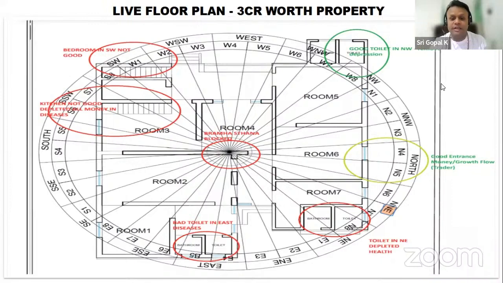Step number one: you see the toilet present in the northeast. If the toilet is present in the northeastern direction, it will break your immunity. It will break your healing power, and your wisdom and ideas will be broken.